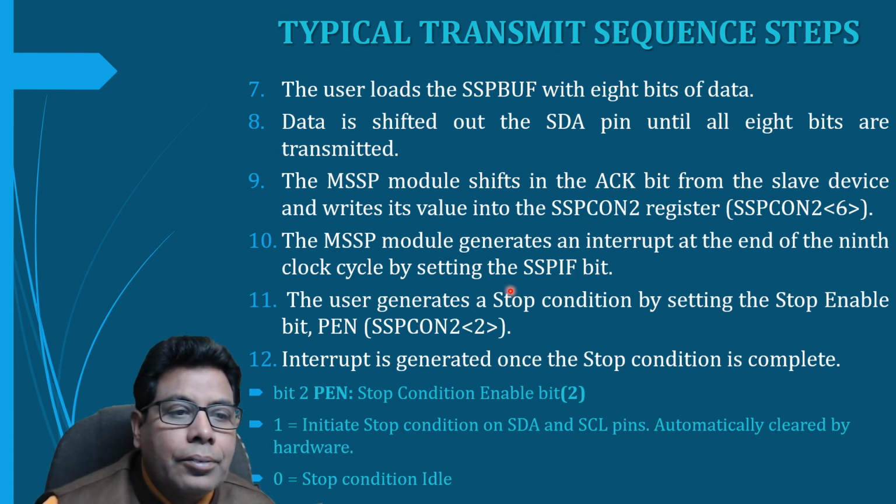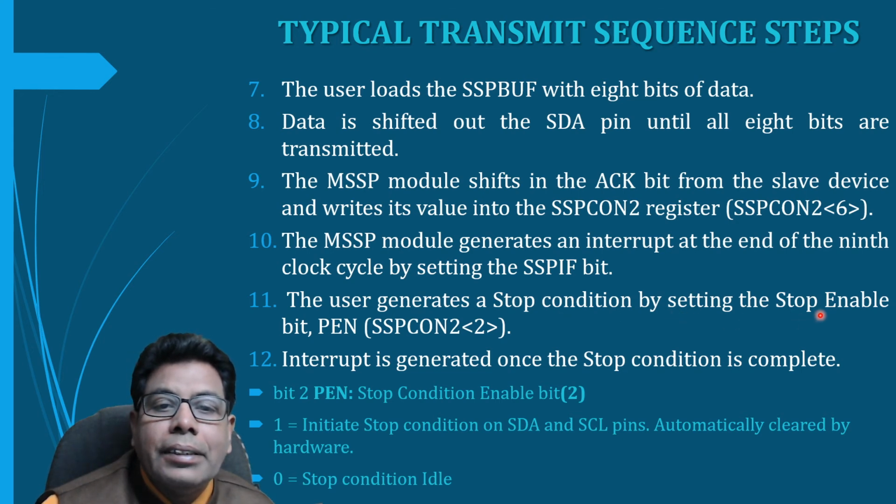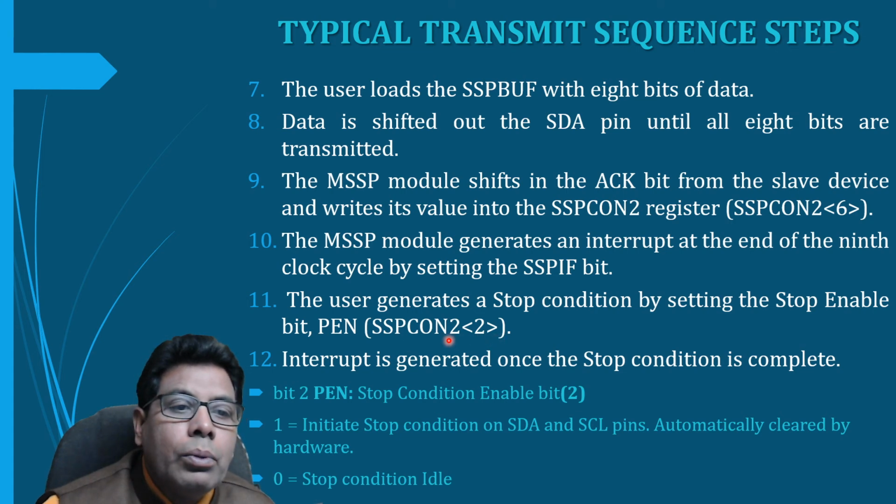Then once this is done, the user generates a stop condition by setting the stop enable bit. Now this bit is bit 2 in the SSPCON2, that is control register 2. You can see the description given here. So this PEN is the stop condition enable bit. If it is 1, then initiate stop condition on SDA and SCL pins. Initiate stop condition means the SDA pin will go from low to high and the SCL pin will be held high. That is the stop condition.